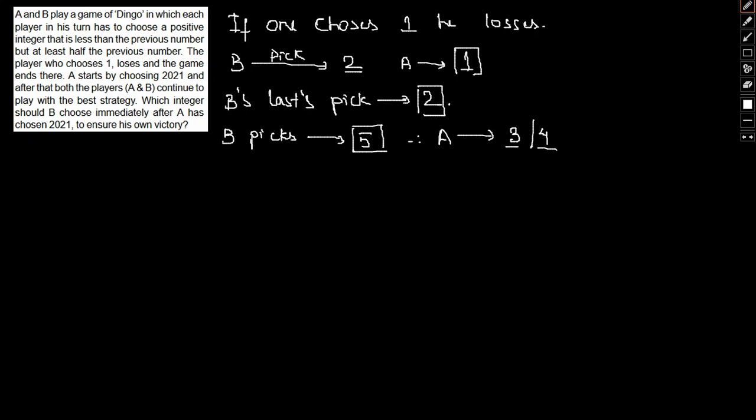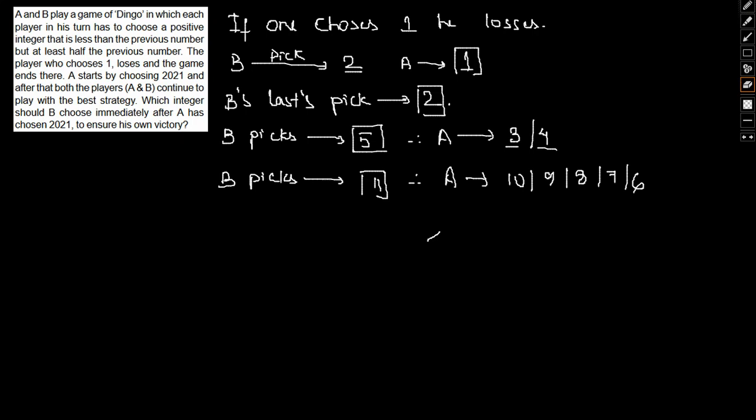Similarly, following this, for the pick before 5 for B, suppose B now picks 11. Then A has the choice of picking 10, 9, 8, 7 or 6. So A has these choices. So A can pick any of the following.